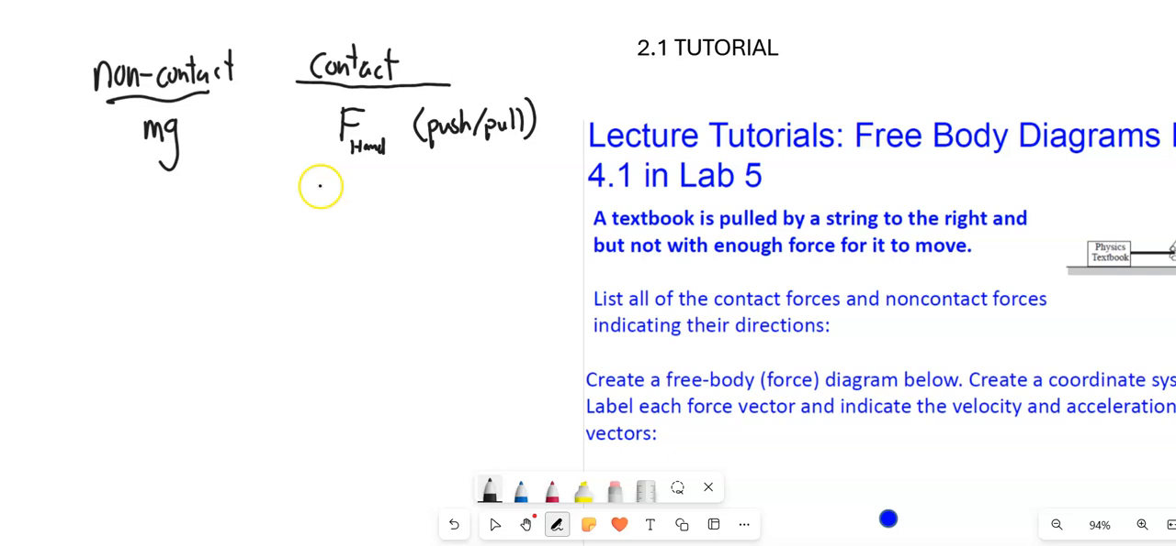The next force is a string or a rope. That will be a tension force. Another way it is written is with the capital T. This is a string or a rope, and strings and ropes always pull.